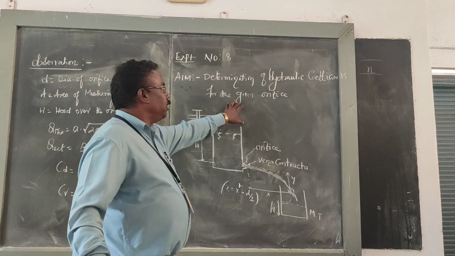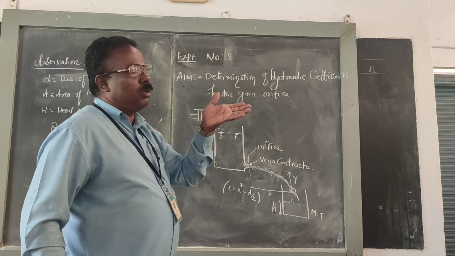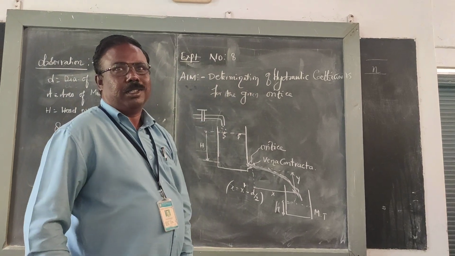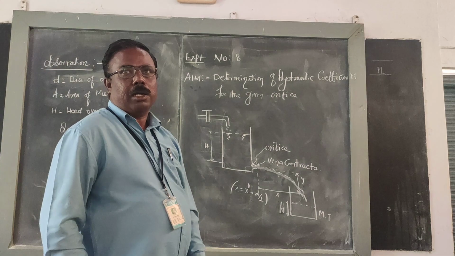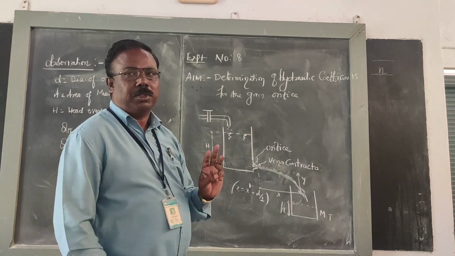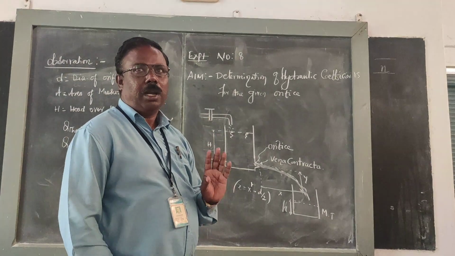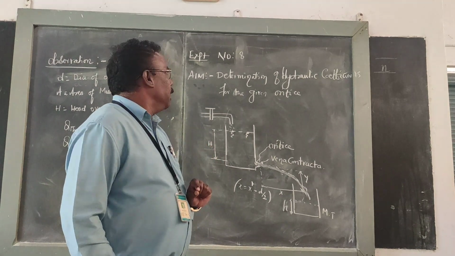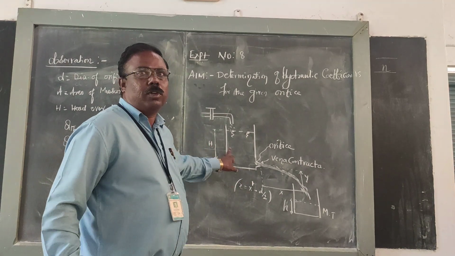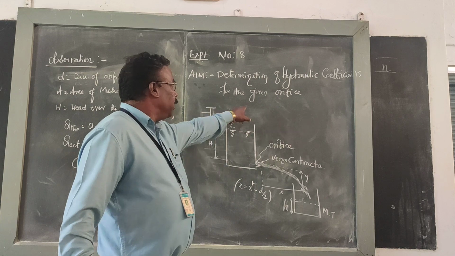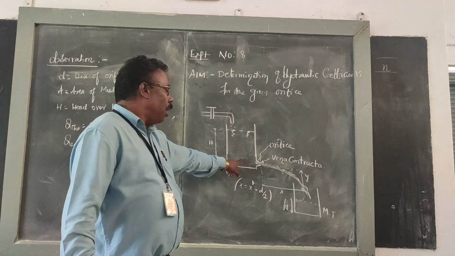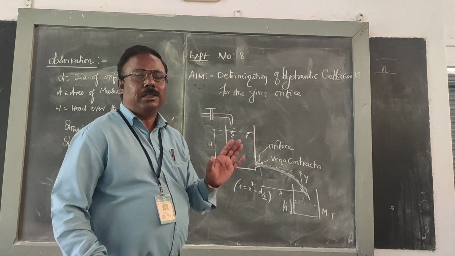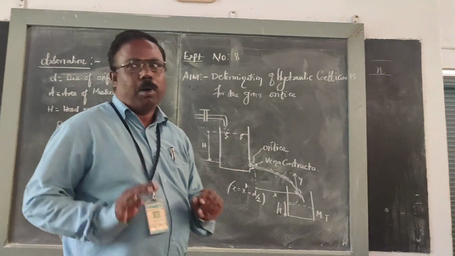As you know, you studied this in the previous semester. It is about the hydraulic coefficients: the coefficient of discharge, the coefficient of velocity, and the coefficient of contraction. Let us first look at the definition of the orifice. An orifice is an opening provided in the side of the tank or at the bottom of the tank.